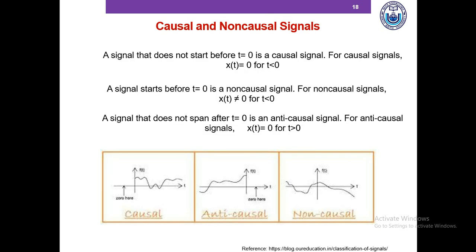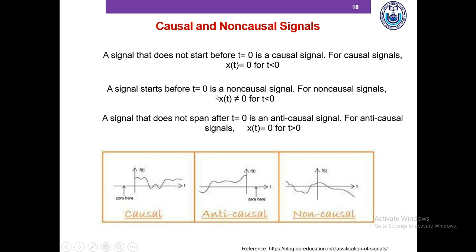Okay, here is another classification of signal: causal, non-causal, and anti-causal. A signal that does not start before t equals 0, that is on the left of the y-axis, is called a causal signal. So for a causal signal, x of t equals 0 for t less than 0. Here I've shown a causal signal. On the left of the y-axis the signal is 0, and the signal exists on the right of the y-axis. So x of t equals 0 for t less than 0 in this panel, which is why this signal is a causal signal.